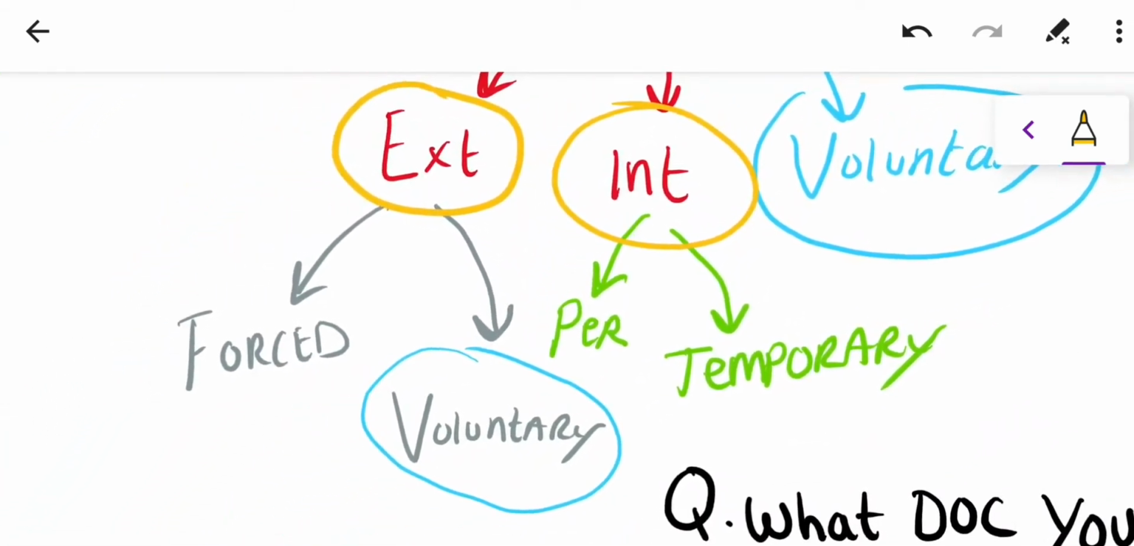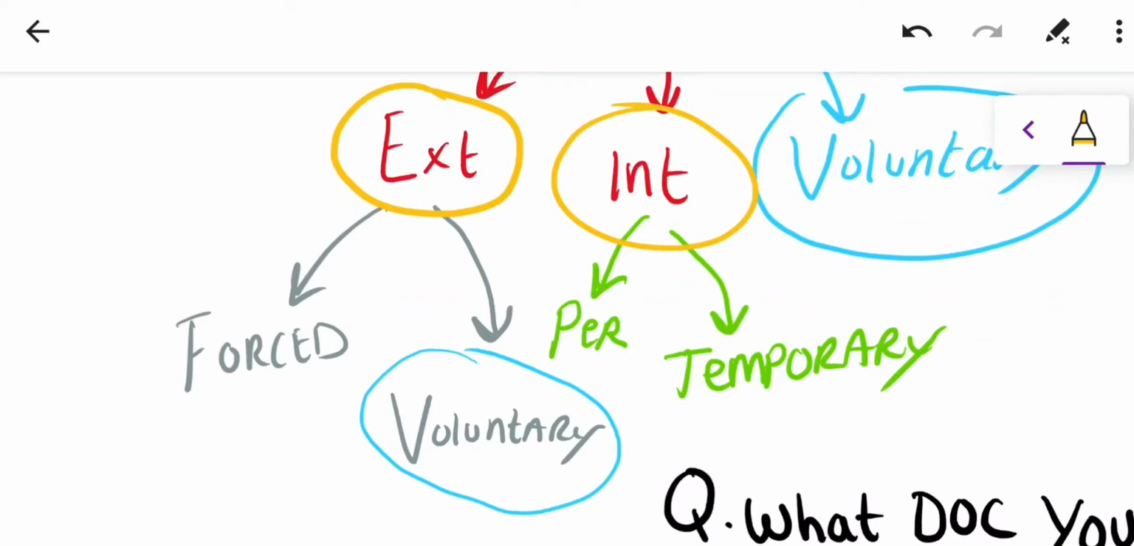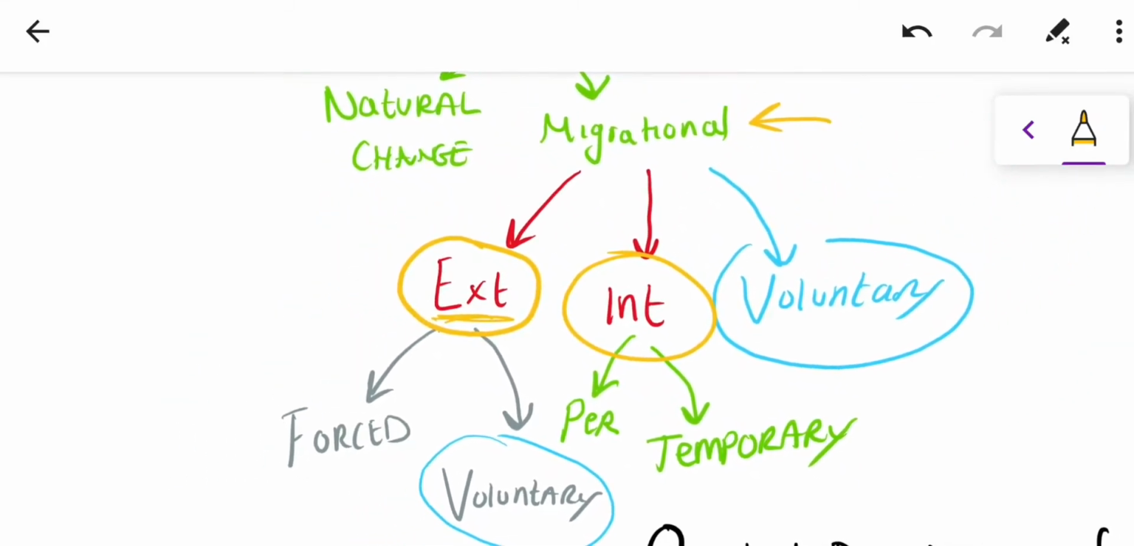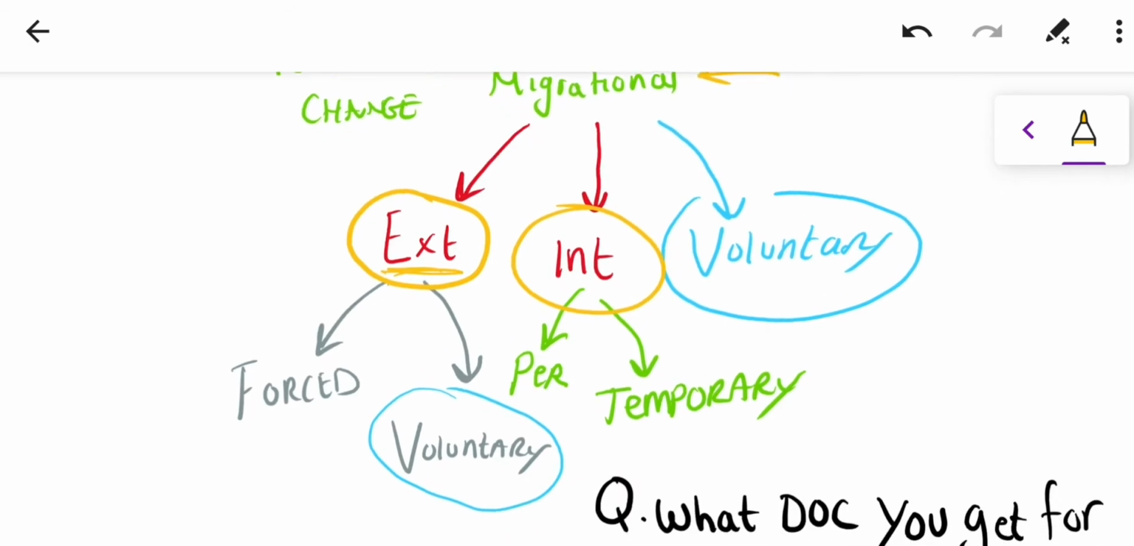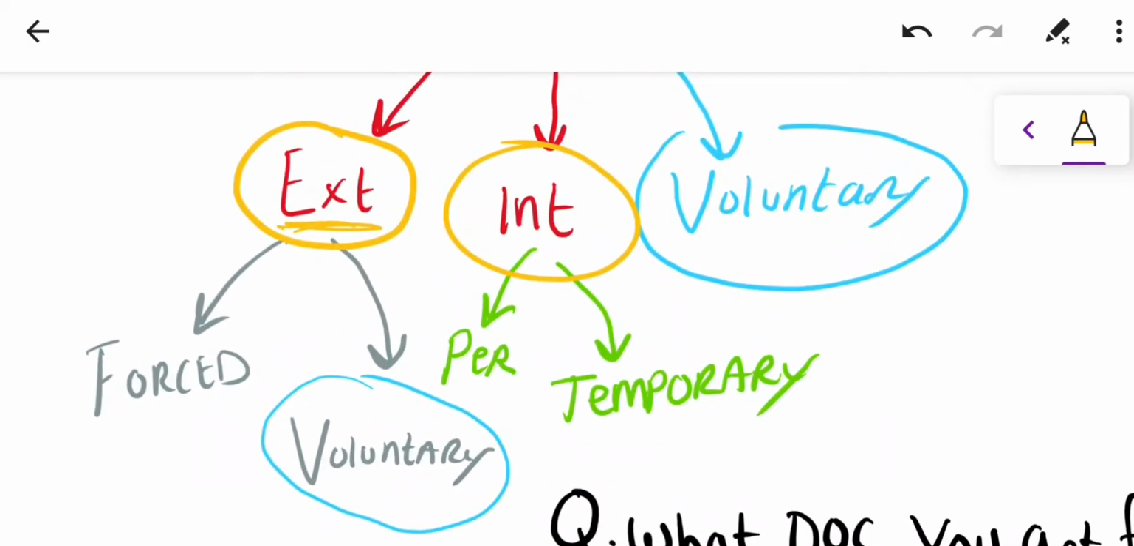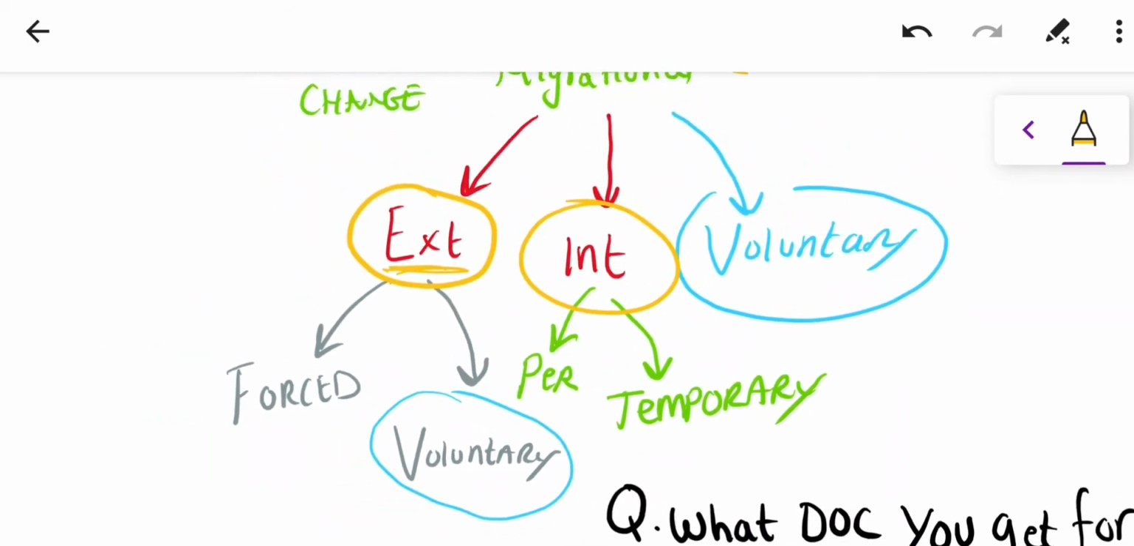Voluntary, you can find it, is under external. So we split migrational into external and internal migration. Yeah. Those people who leave a country and those who enter. Right. And forced and voluntary comes under external, and permanent and temporary comes under internal.